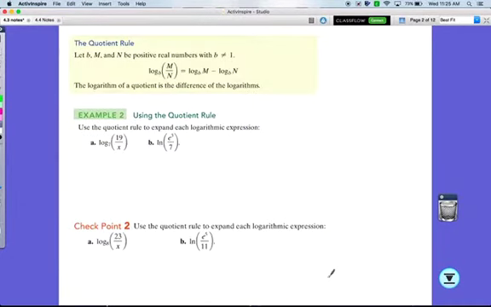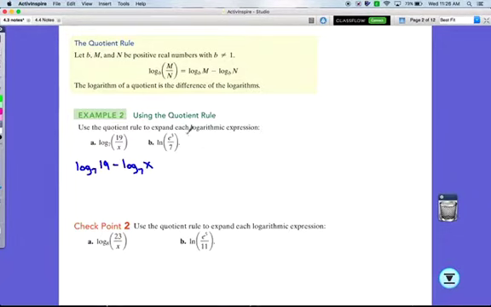All right. The next rule is the quotient rule. If you have a division inside my log, I can take it as the log of the numerator minus the log of the denominator. Log of the numerator minus the log of the denominator. So let's see how this works. On A, we have the log base 7 of 19 divided by x. So we're going to have the log base 7 of the top number, 19, minus the log base 7 of the x, the denominator on the bottom.